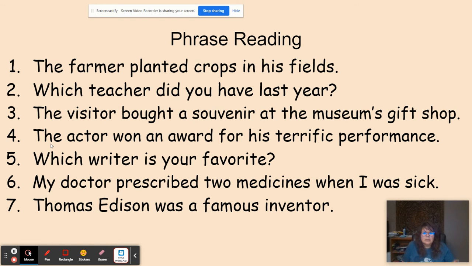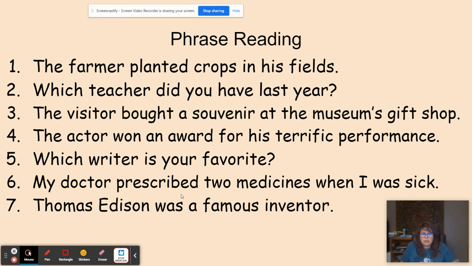Number 4, the actor won an award for his terrific performance. Actor is your spelling word. One who acts is called an actor. Which writer is your favorite? Writer is your spelling word. One who writes is called a writer.